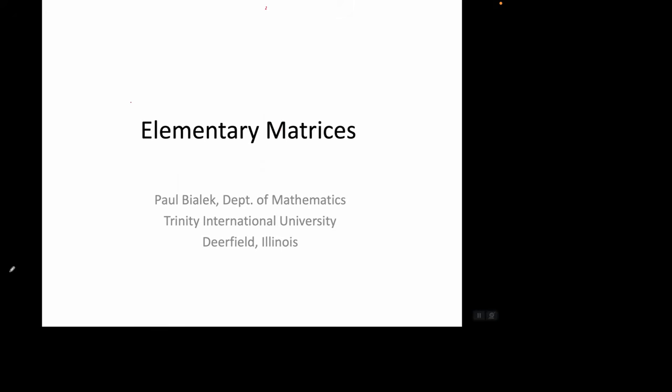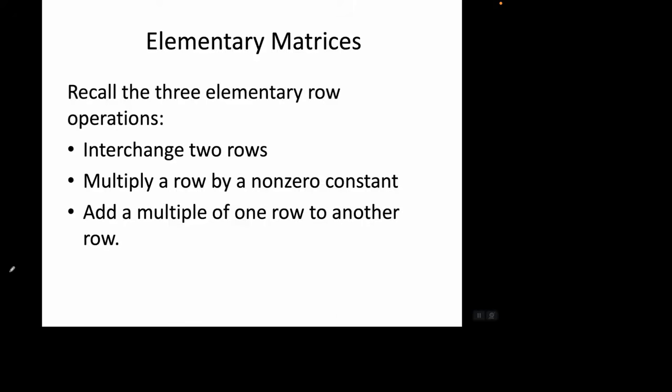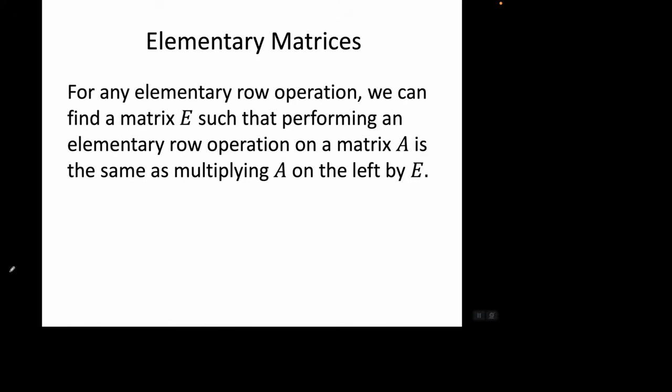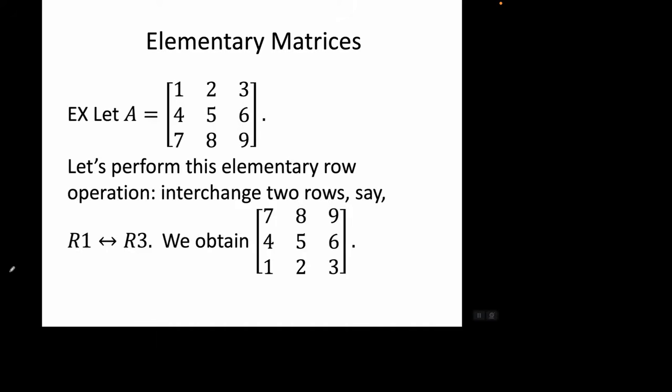Let's talk about elementary matrices. Recall the three elementary row operations. Interchange two rows, multiply a row by a non-zero constant, add a multiple of one row to another row. For any elementary row operation, we can find a matrix E such that performing an elementary row operation on a matrix A is the same as multiplying A on the left by E.